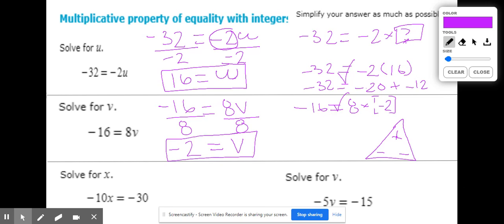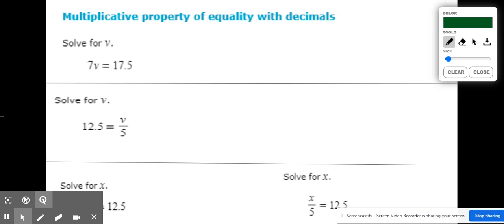So now we're going to pause the video here and give you guys a chance to practice these two on the bottom on your own. Okay, let's start tackling the next problem, shall we?